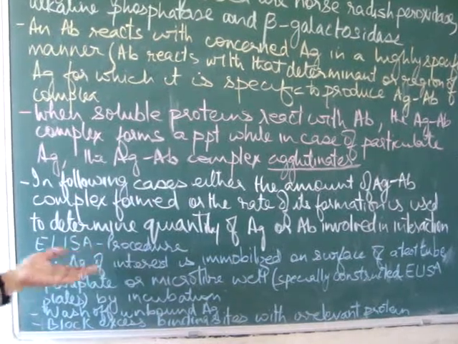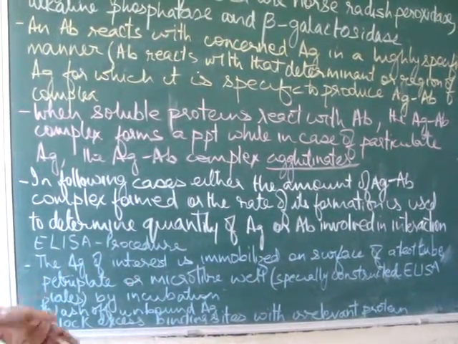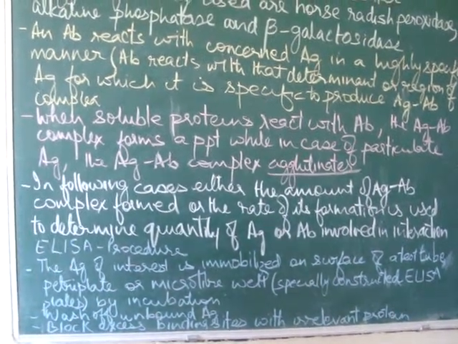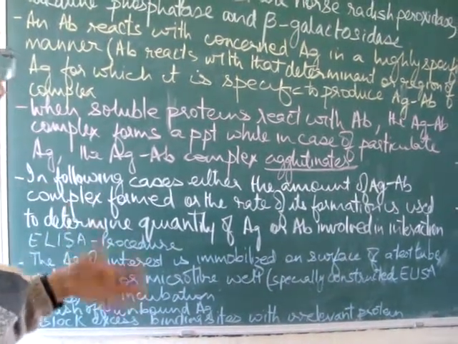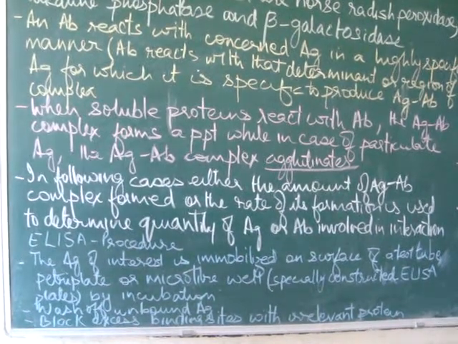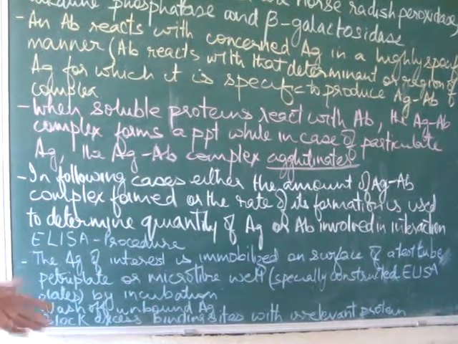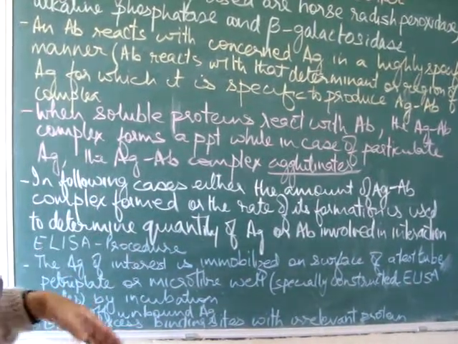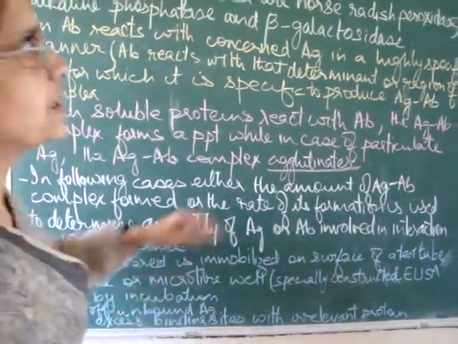Here is the ELISA procedure for direct antigen coating. The antigen of interest is immobilized in a test tube or a microtiter plate or a Petri plate. Microtiter plates are specially constructed ELISA plates in which wells are made for incubation of antigens. Then the excess antigen is washed off. Excess binding sites are blocked so that no other substance can attach to that portion.